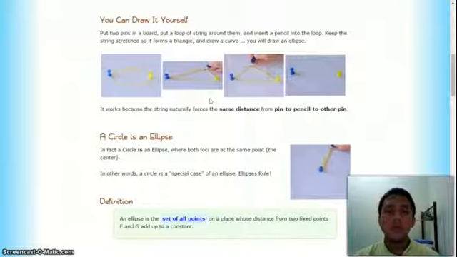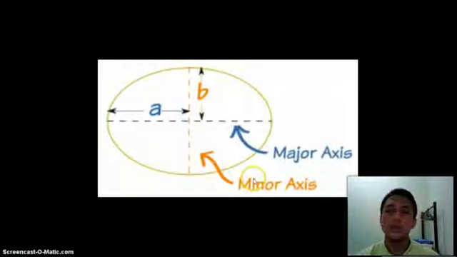You can draw an ellipse, just follow this picture. You have 2 pins and a loop of string, and you put your pencil here, you draw a curve and you get the shape of an ellipse. A circle is actually an ellipse, but it is a special case, so we will not discuss it. The definition of an ellipse is the set of all points on a plane whose distances from 2 fixed points F and G add up to a constant.